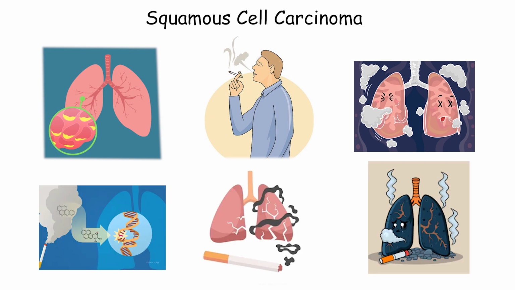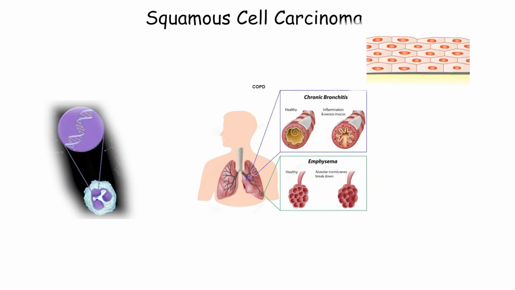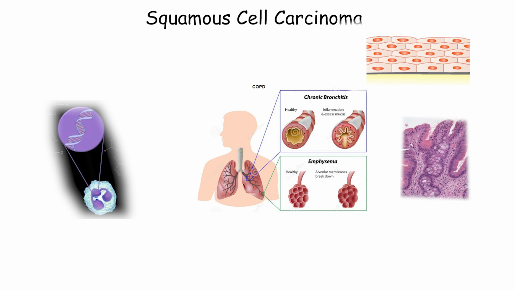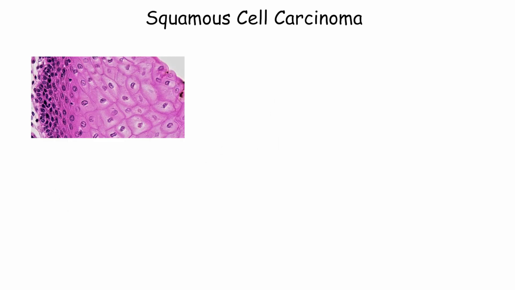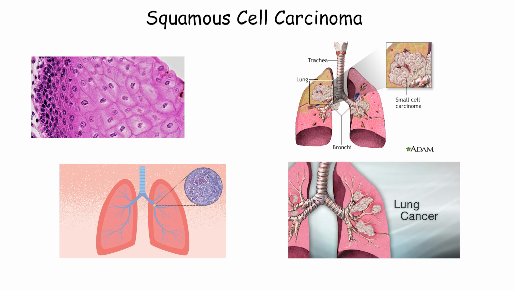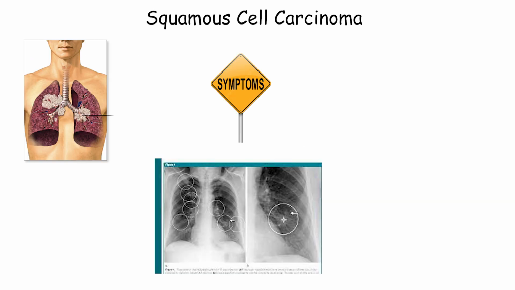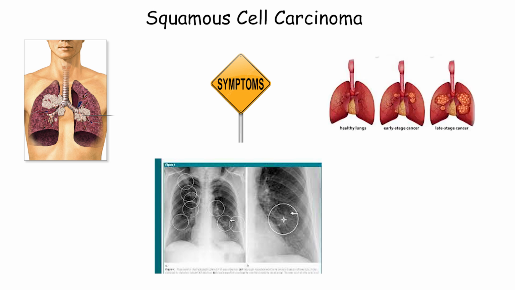This damage can lead to genetic mutations that trigger the uncontrolled growth of squamous cells, which are flat, thin cells that form the inner lining of the respiratory tract. SCC usually develops in the central part of the lungs, particularly in the larger airways such as the bronchi. This central location often results in early symptoms, making it more likely to be detected at an earlier stage than some other types of lung cancer.